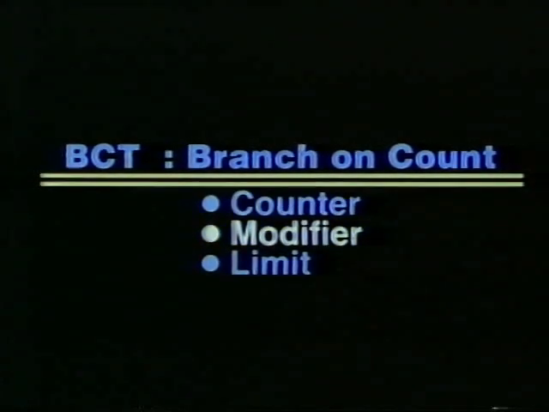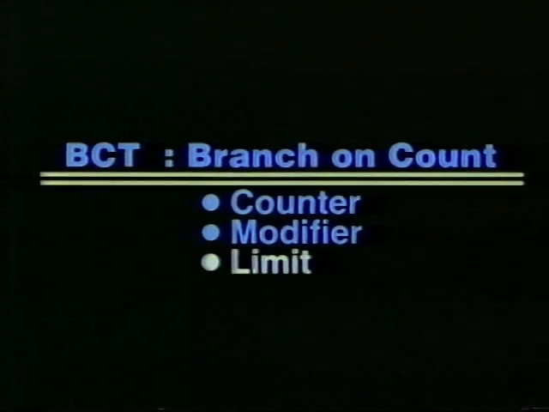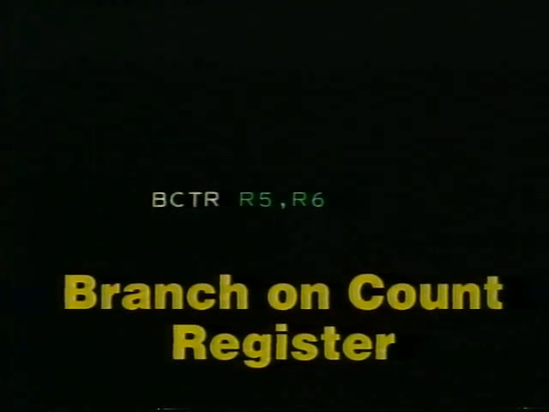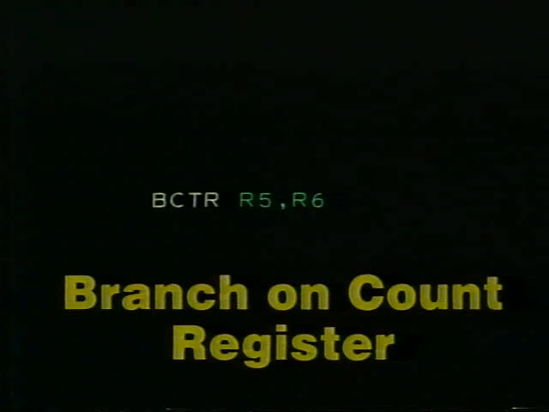A counter, a modifier, and a limit. Watch for these loop control elements in the other examples we will see. Our next looping instruction is branch on count register. It works much like branch on count. One difference is that the second operand is a register, not a label.